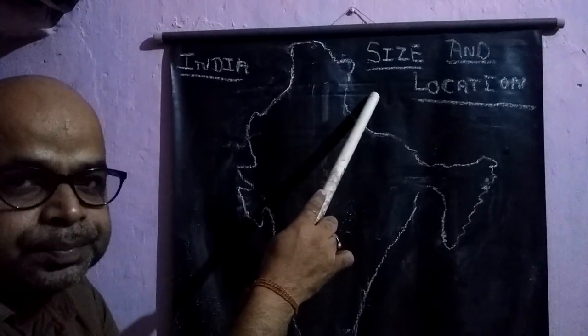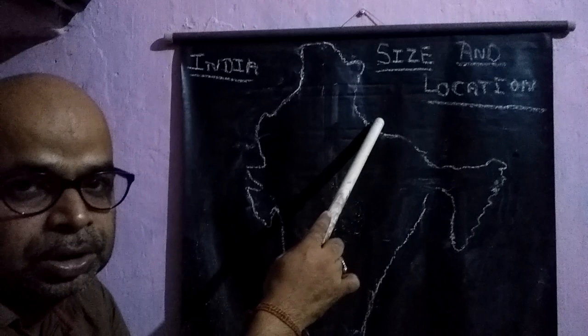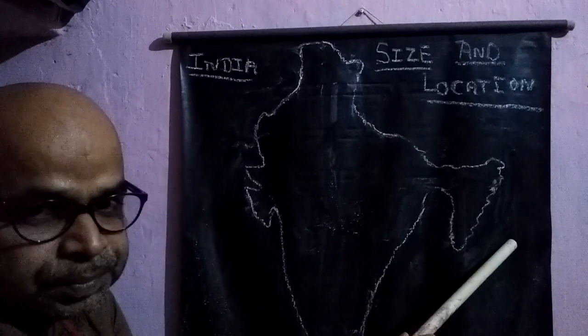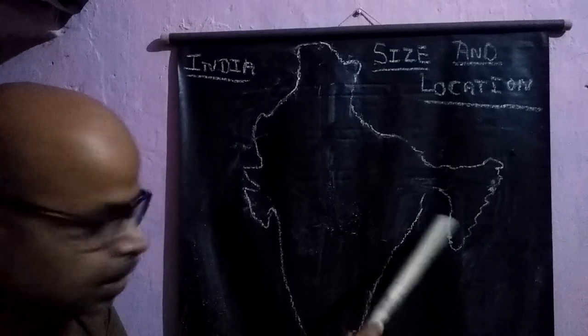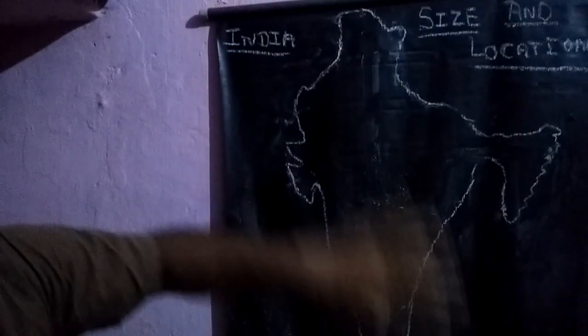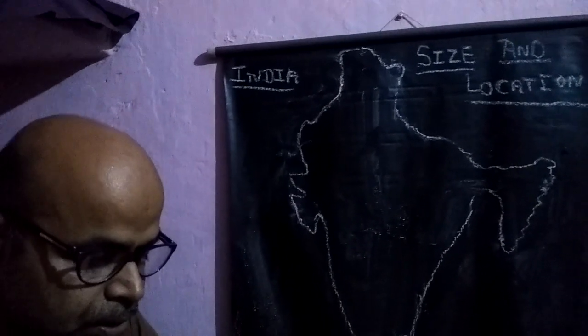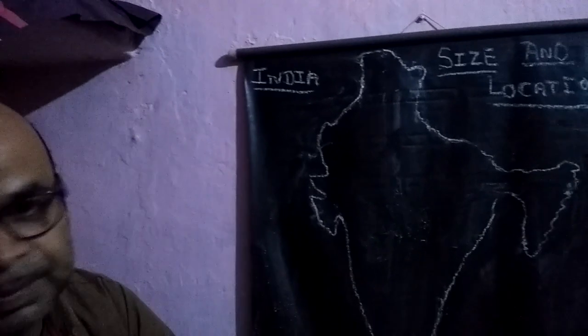And this area is Nepal. It is a neighboring country. This is Myanmar. This is Bangladesh. And this is Sri Lanka. And in this part, this is Maldives. It is a neighboring country. And India has a good relation with its neighbors. All these countries are part of the Indian subcontinent.